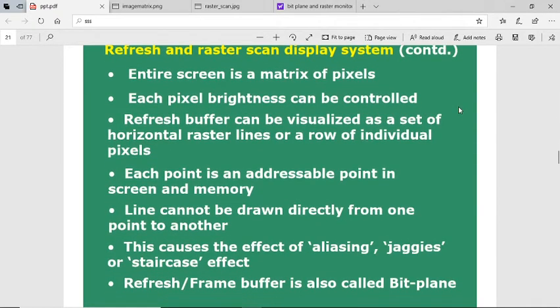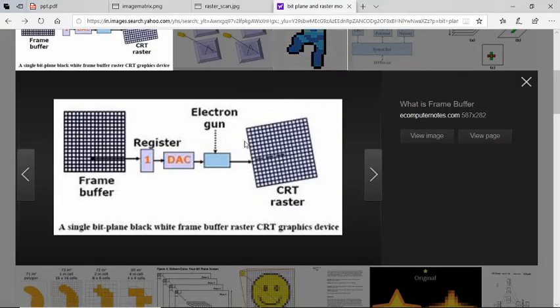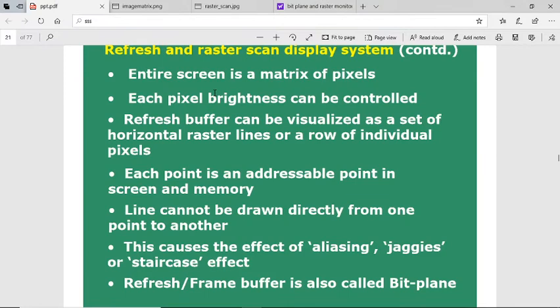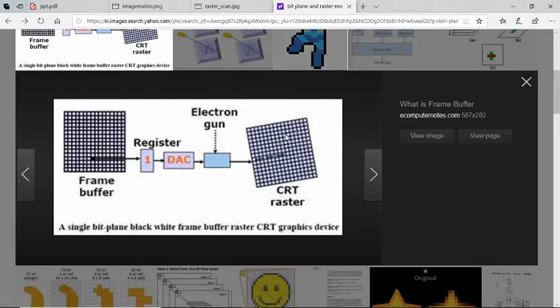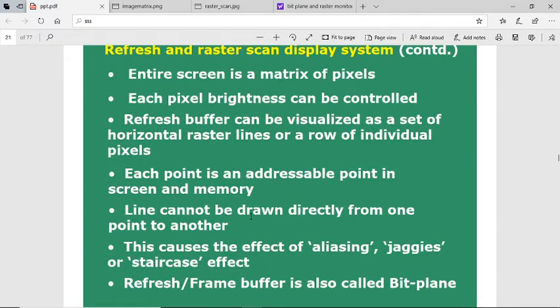There are some more points. In raster scan display, or refresh scan display, the entire screen is a matrix of pixels. We've already seen that in raster scan the whole screen is full of pixels. Each pixel has phosphor dots, unlike other displays where the whole screen has a uniform coating of phosphor. Each pixel's brightness can be controlled and each pixel can be addressed. Addressing means you can go only to that point and switch on the electron gun, so that point will start to glow. Each point is addressable.